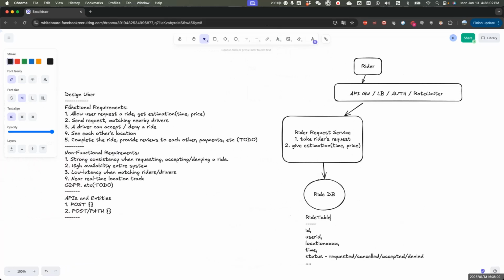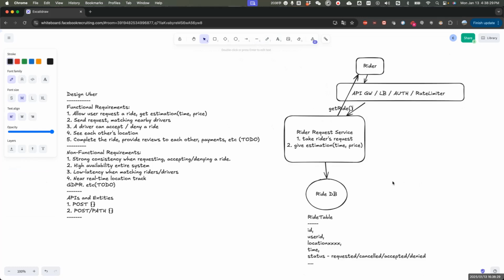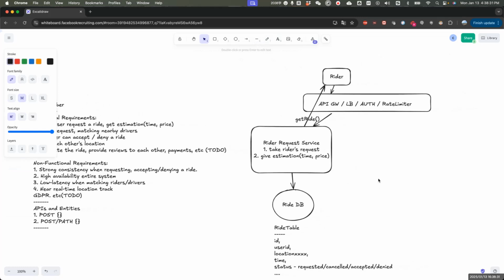So for the very first requirement, it's basically giving the estimate to the rider here. So we can get the ride functionality.